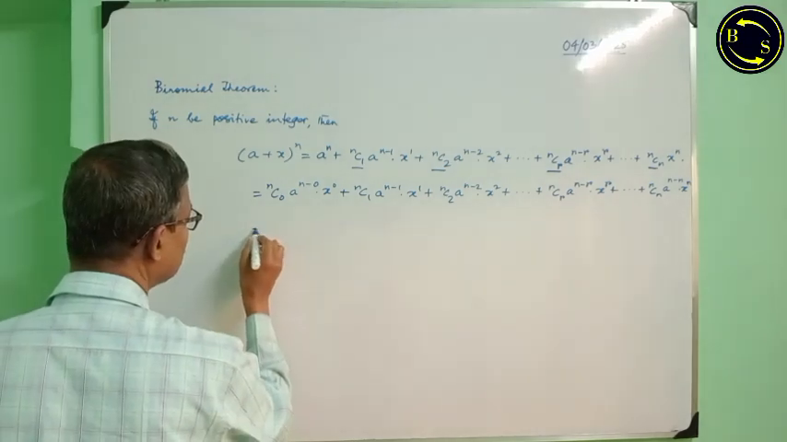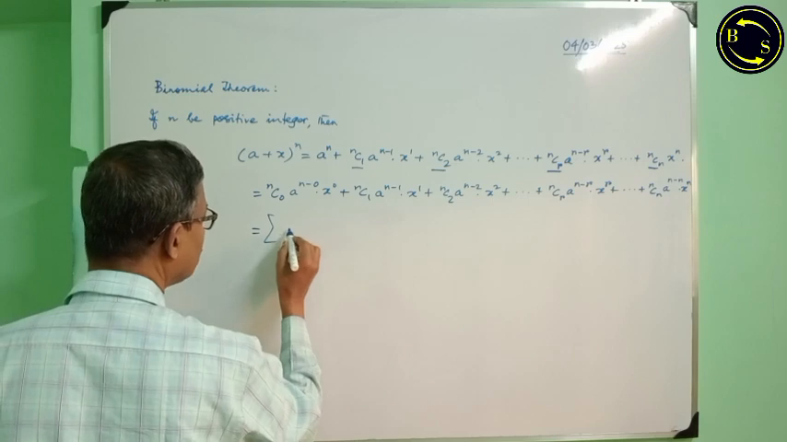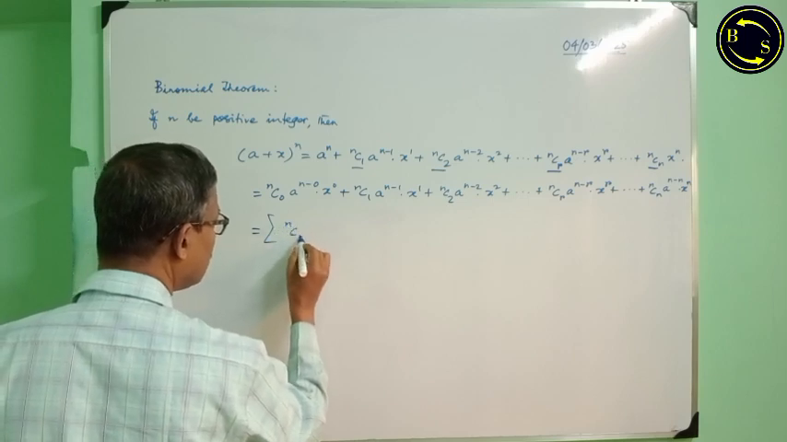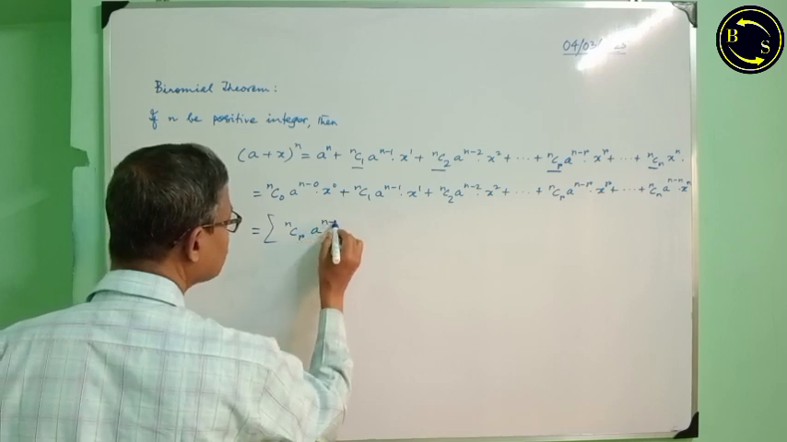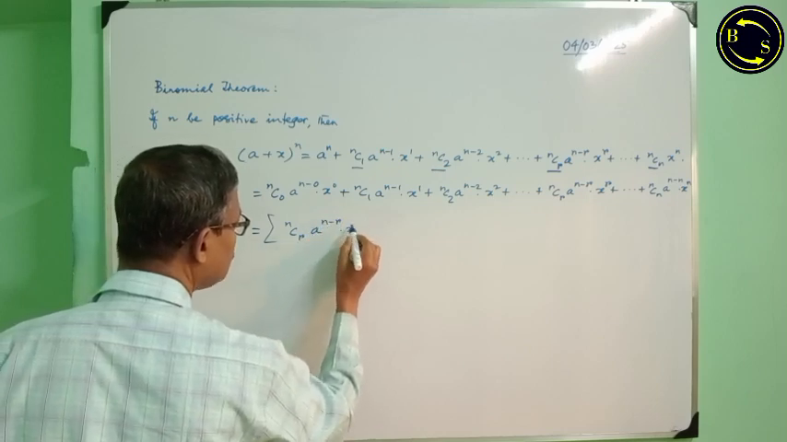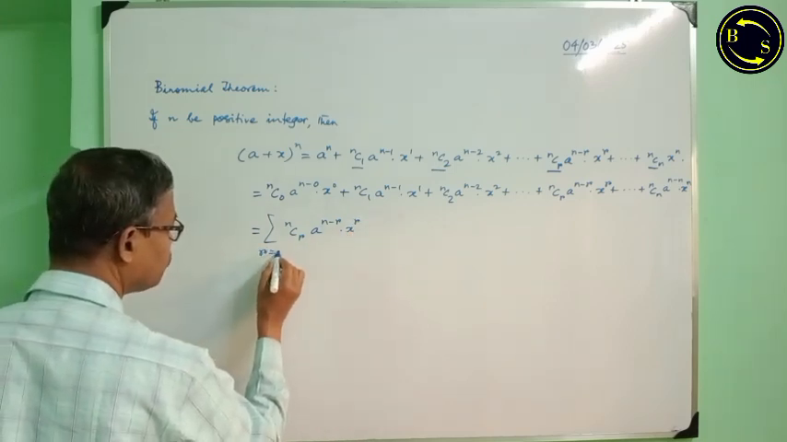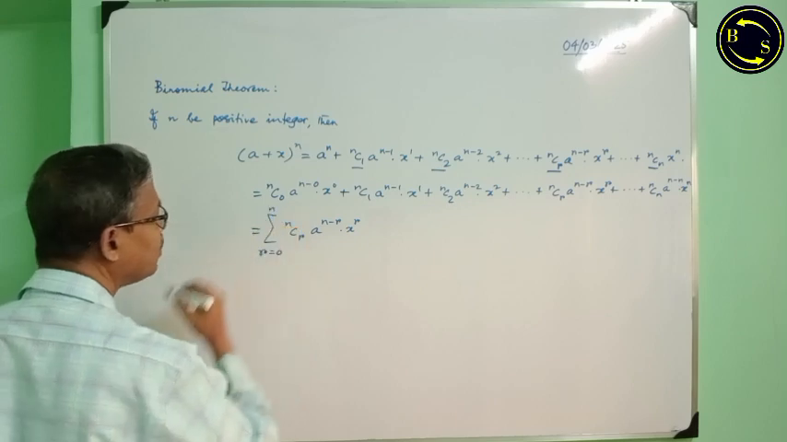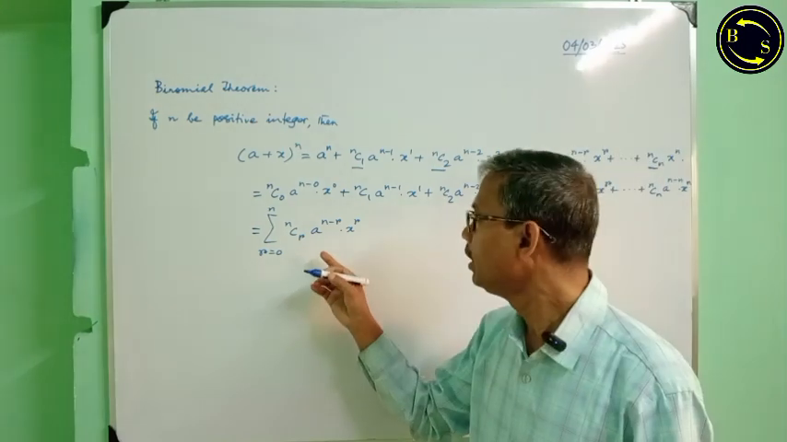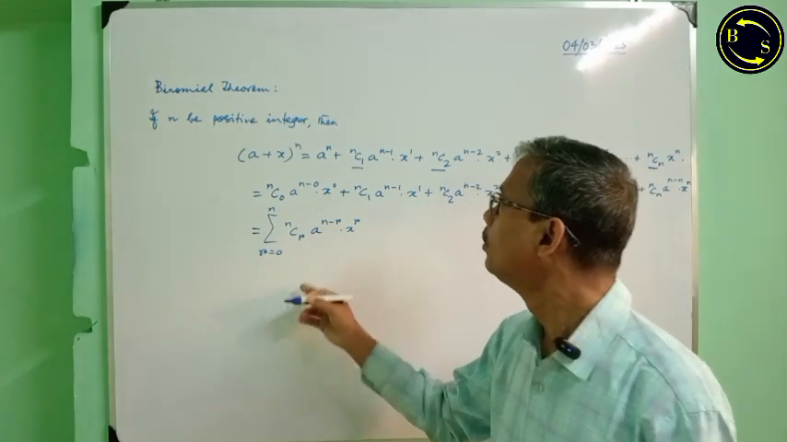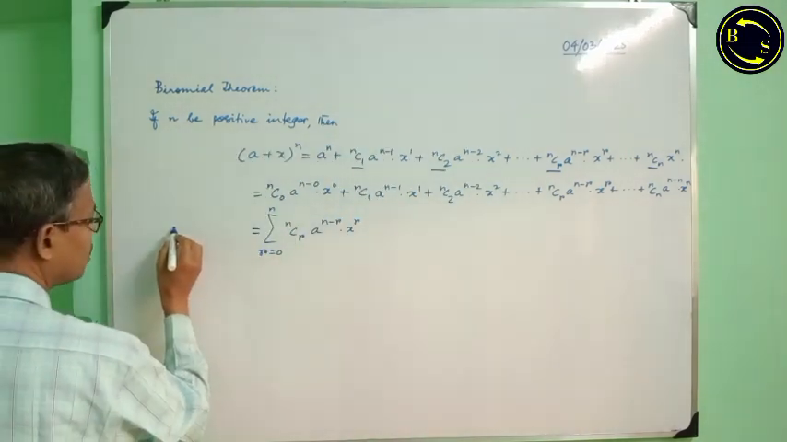Now using the capital sigma sign, we can write it as the sum of ncr a to the power n minus r into x to the power r, where r starts from 0 to n. It will be better if you memorize this one, a plus x whole to the power n. This is actually a short form.